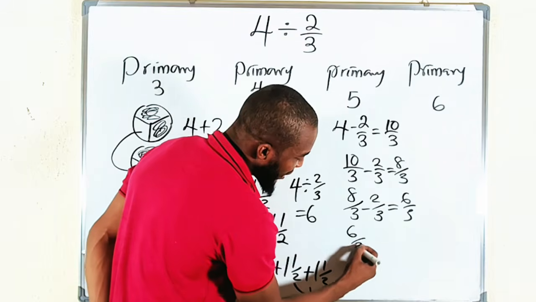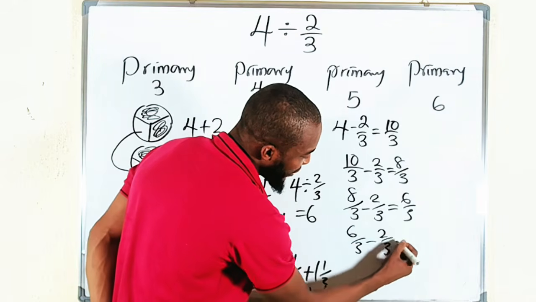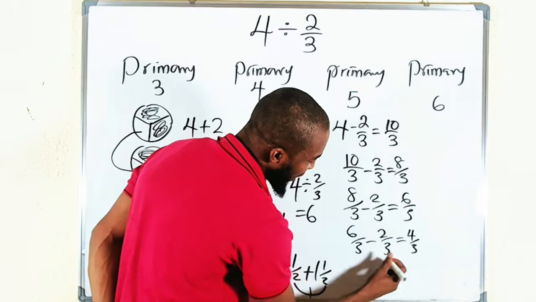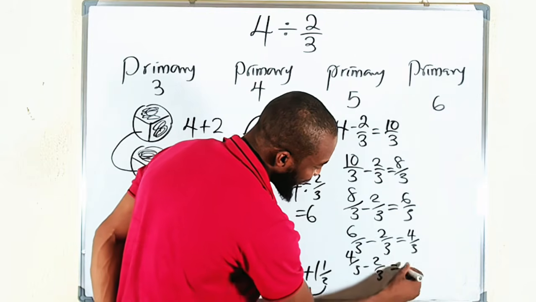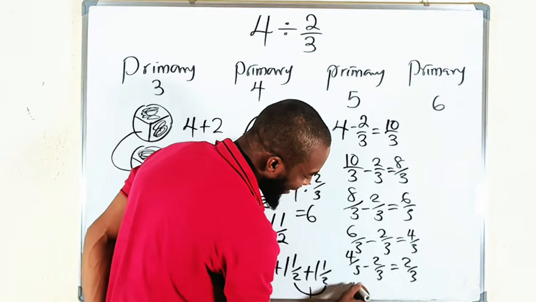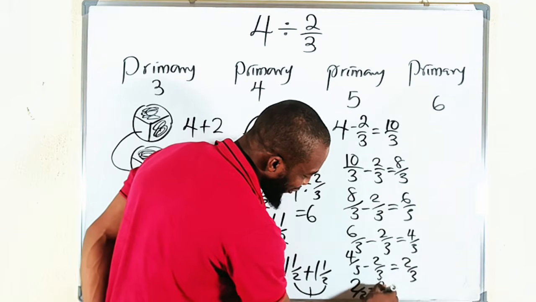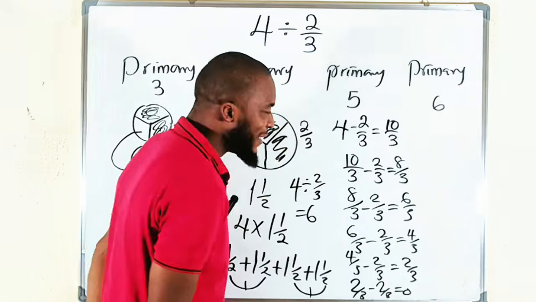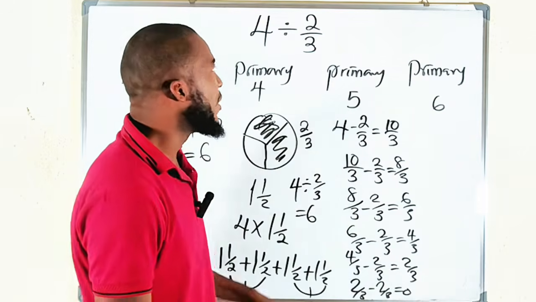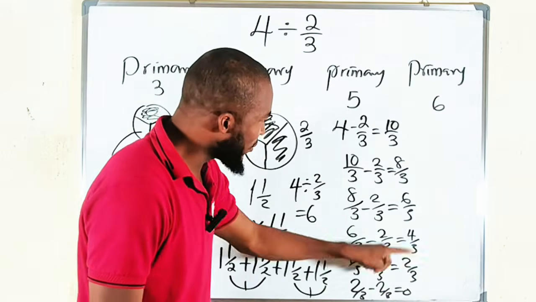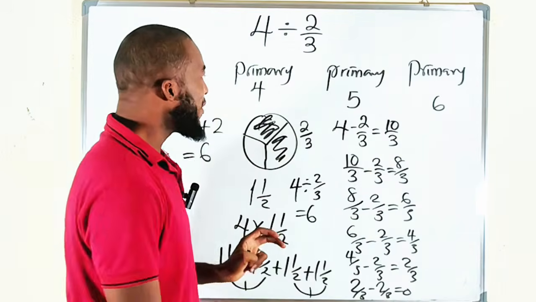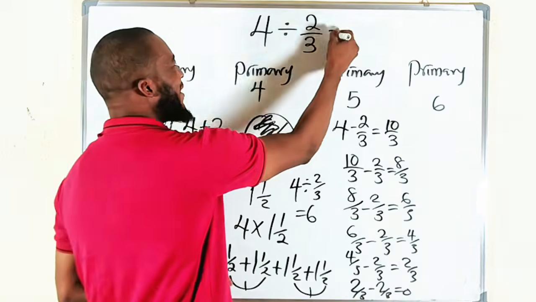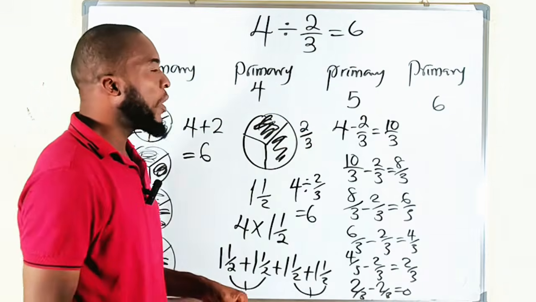Take that 6 over 3 again, remove 2 over 3. This is going to give us 4 over 3. Do the same thing, 4 over 3 minus 2 over 3. This is going to give us 2 over 3. And finally, 2 over 3 minus 2 over 3 will give us 0. So how many times have we subtracted 2 over 3 before we got to 0? Count. 1, 2, 3, 4, 5, 6. Which means that this is indeed equal to 6.